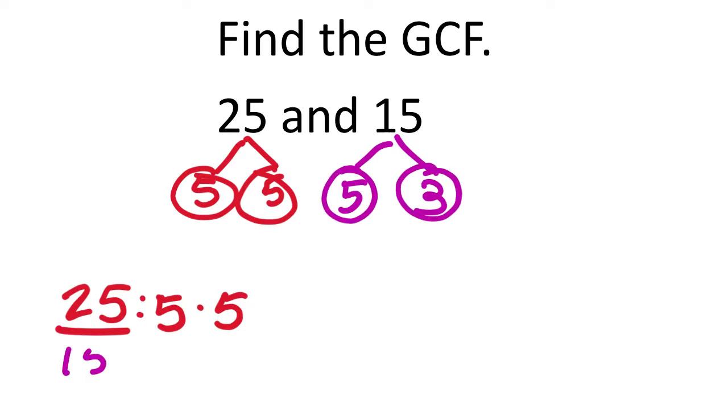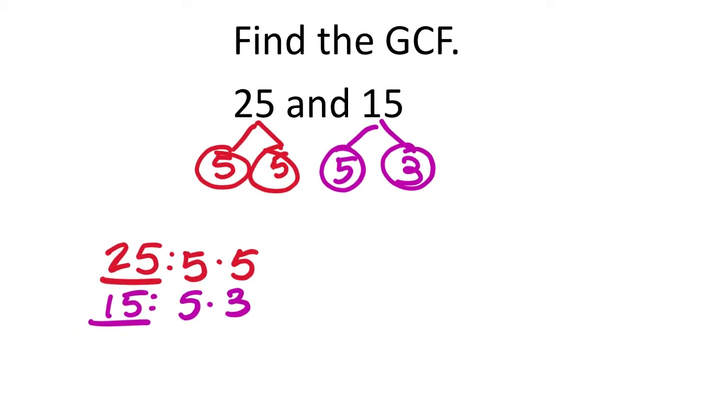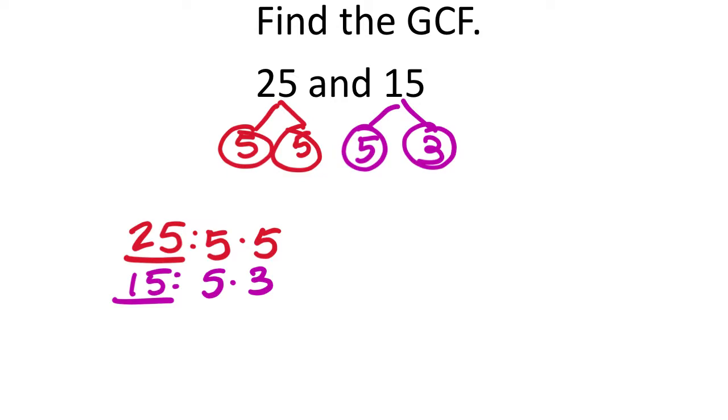So 15, its prime factorization is 5 and 3. Just a little bit more space. Now what I need first is common factors, okay? If I can find common factors here, then I'm going to multiply those together, and the product of the multiplication will be my greatest common factor.